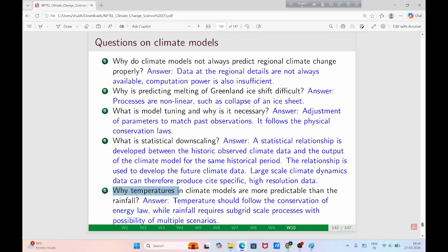Another question is, why are temperatures more predictable than rainfall? Temperatures follow a simple law of the conservation of energy. That's why it is a little easier to predict compared to rainfall. We don't know where it will rain, or how much exactly, because it involves a lot of subgrid scale processes, and it doesn't have an exact conservation law. So many such configurations can match one particular output for the rainfall. That's why rainfall is not that easy to predict. But for Indian regions, the rainfall is very important rather than the temperature.